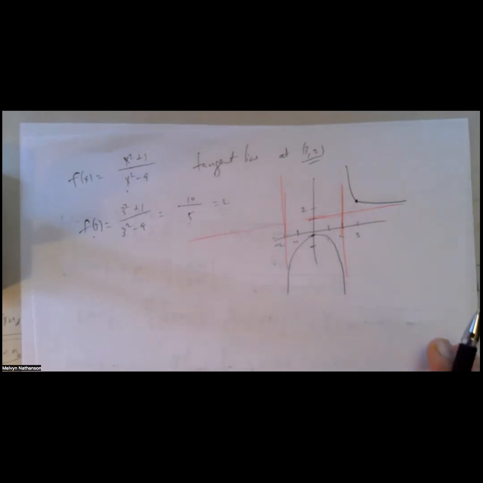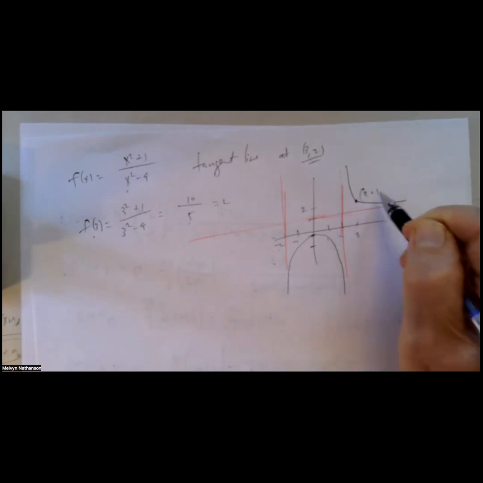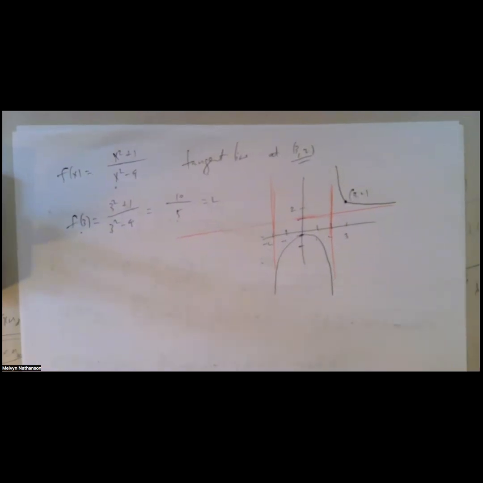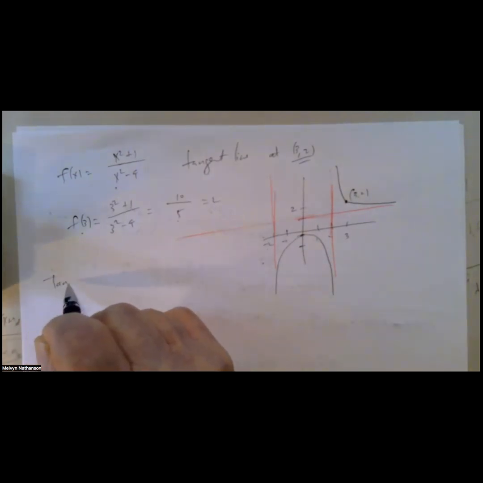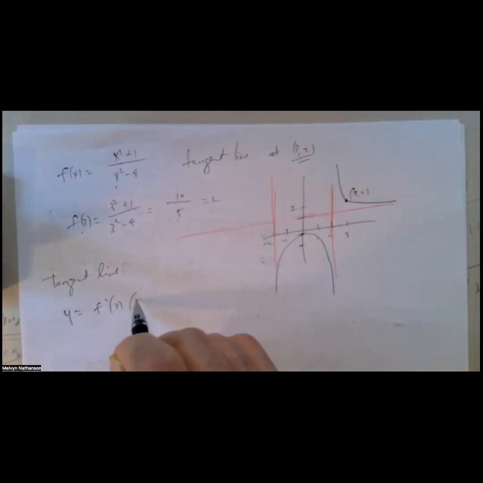But I'm interested in the tangent line at this point, 3, 2 on the curve. And the tangent line, so you have to know the equation of the tangent line to a curve at a point. It's y equals what? The derivative of the function at the point 3 times x minus 3 plus the value of the function at 3. So the value of the function at 3 is 2.